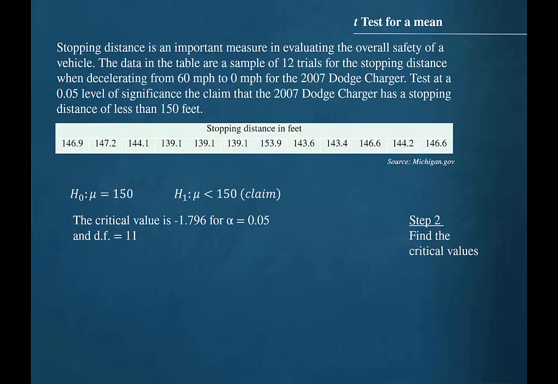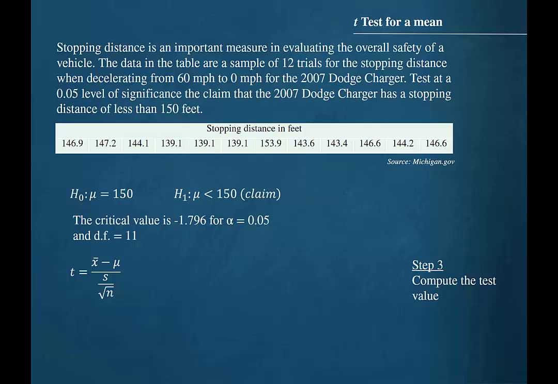The row for 11 degrees of freedom and the one-tail 0.05 column meet at the critical t-value 1.796. Since this is a left-tailed test, the critical value will be negative 1.796 for alpha equal to 0.05 and 11 degrees of freedom.